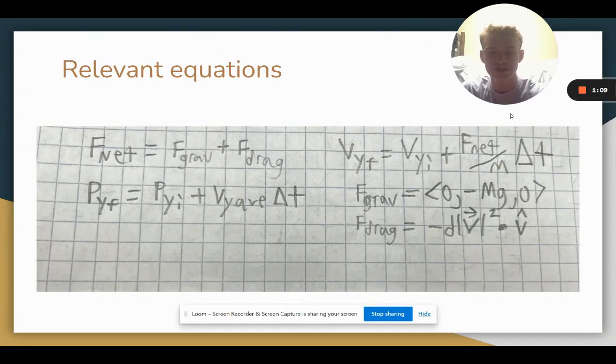The relevant equations here. The important one is net force is force of gravity and the force of drag. Force of gravity is the mass times the gravitational acceleration constant, and the force of drag is just proportional to the speed of the object squared. And then the other two are just the position and velocity update formulas.